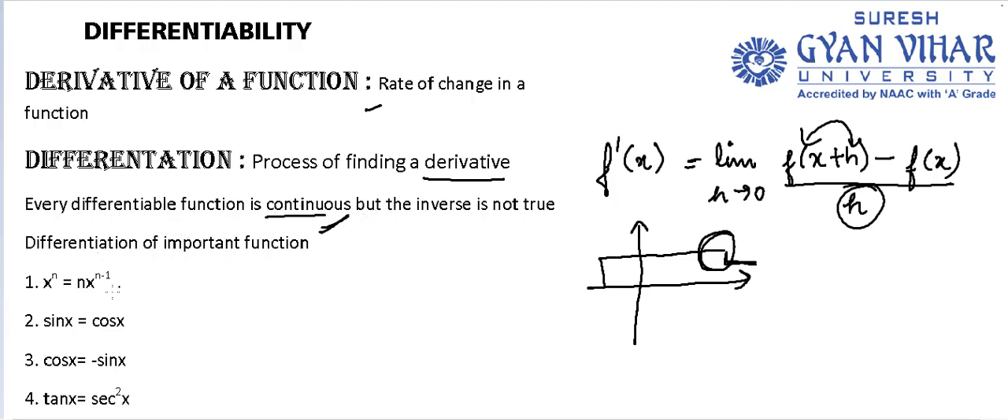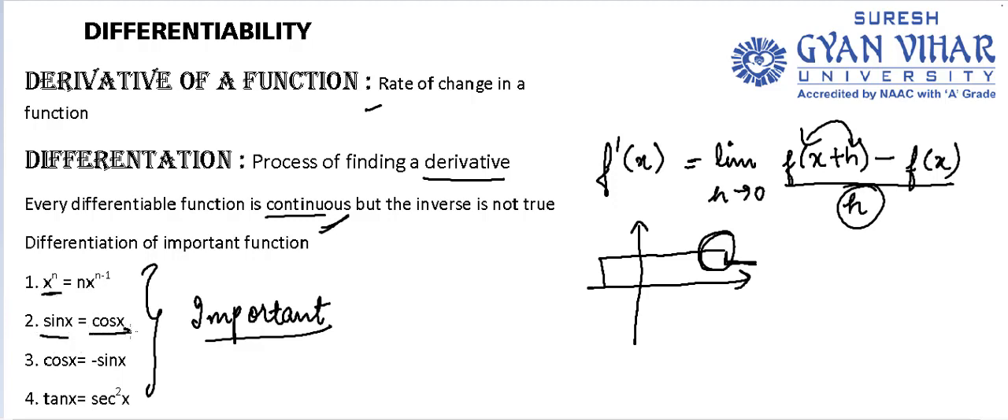Now, differentiation of important functions. These are very important to solve the questions, because you can directly solve any question of differentiation using these formulas. For x power n, we can write it as n x to the power n minus 1. This is the differentiation of x^n. For sin x it is cos x, but for cos x it would be negative sin x. For tan x it is sec square x. So these are the 4 important functions with their differentiation.